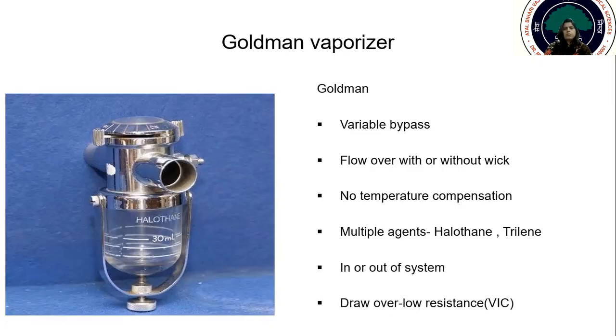There is no temperature compensation. Multiple agents like halothane and trilene can be used. It offers low resistance and it can be used both in or out of the circuit. And it is a drawover type of vaporizer.